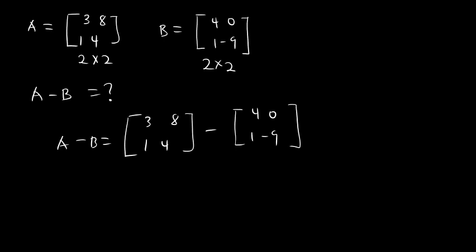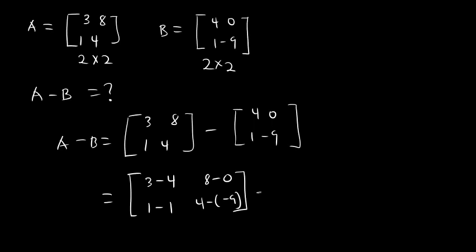So let's perform this subtraction. We are going to do the same as we did for the addition. We are going to match the elements. So the 3 in matrix A will match to the 4 in matrix B. So that's 3 minus 4. And then the 8 in matrix A will match to 0 in matrix B, so that's 8 minus 0. And the 1 in matrix A will also match with the 1 in matrix B, so that's 1 minus 1. And then the 4 in matrix A will match to the minus 9 in matrix B, so that will be 4 minus 9.